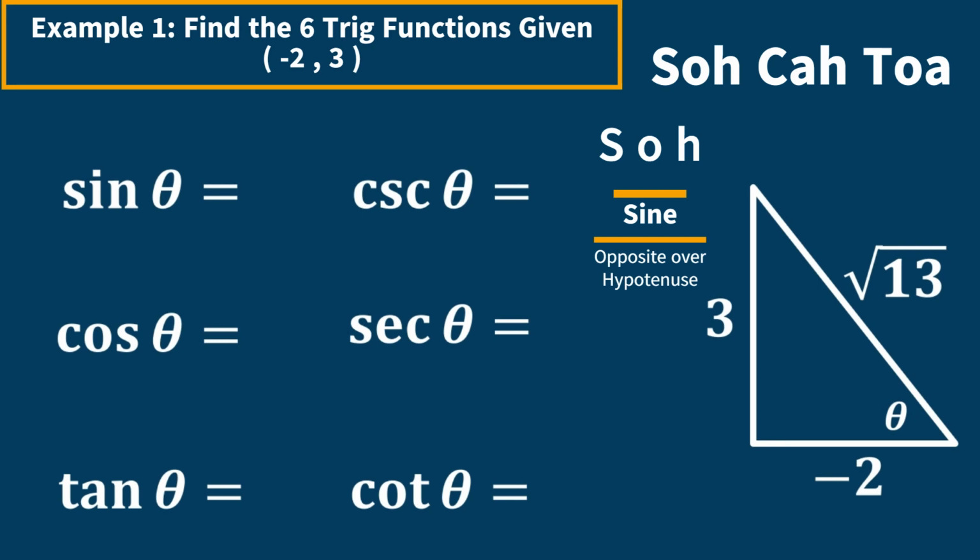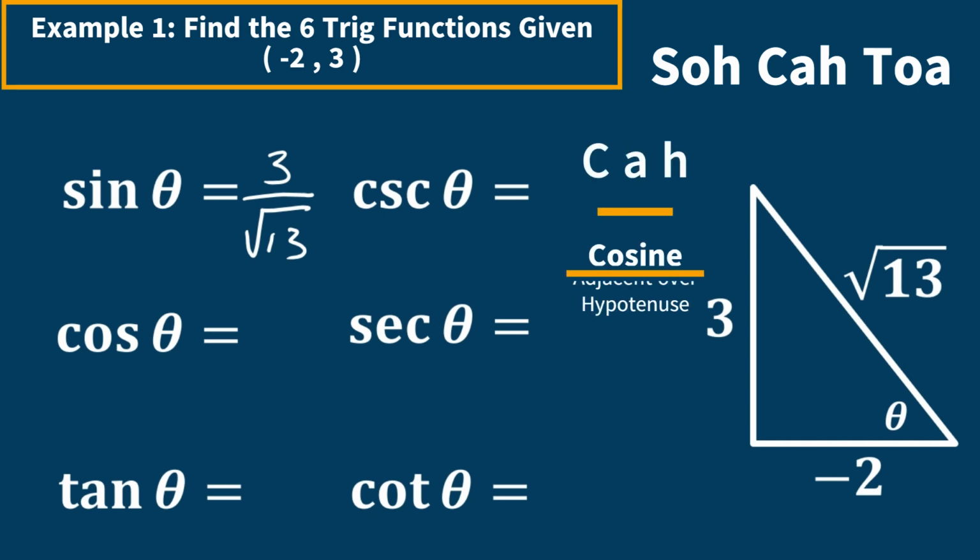Opposite is the number that's opposite from the angle, theta. So the number opposite from theta is 3. So that means that sine is equal to the opposite, which is 3, over the hypotenuse, which is radical 13.